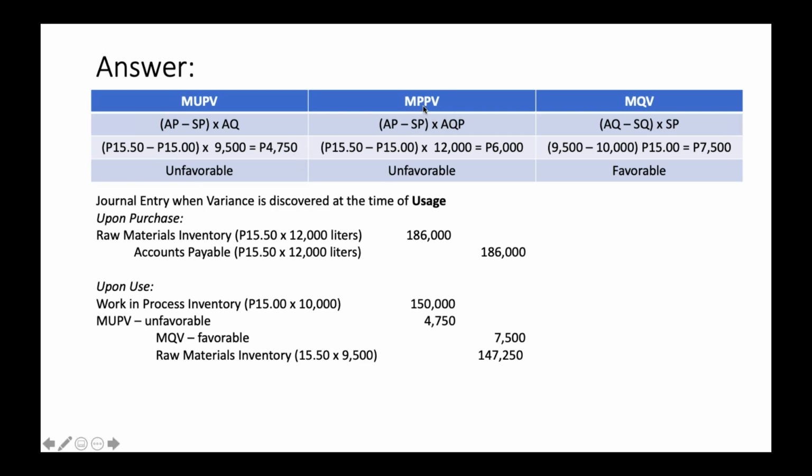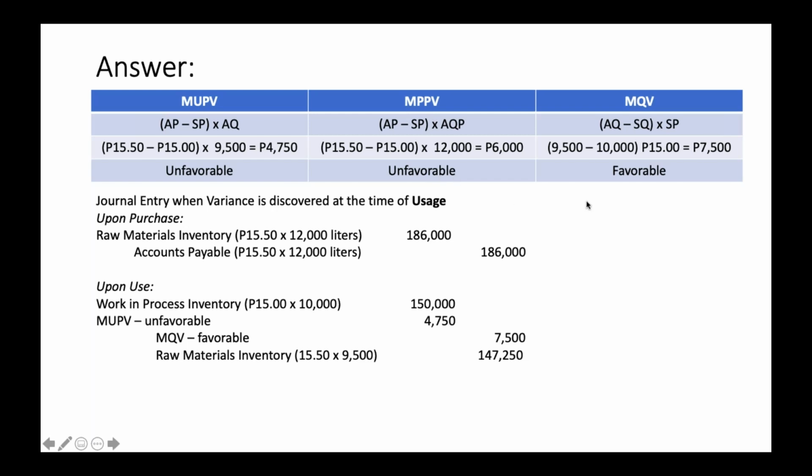Okay, in terms of purchase price variance, the formula is actual price minus the standard price multiplied by the actual quantity purchased. So 12,000 units is the actual quantity purchased. The answer is 6,000. This is again unfavorable because the actual price is higher than the standard price of 15 pesos. That's unfavorable.